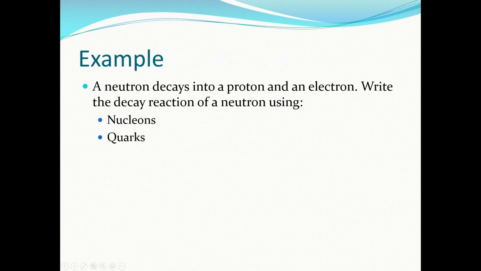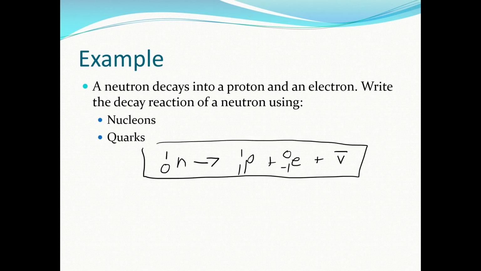Okay, let's do another example. A neutron decays into a proton and an electron. Write the decay reaction using nucleons, and we're also going to write it using quarks. So we have a neutron, which has a mass of 1 and a charge of 0, decays into a proton, mass of 1, charge of 1, and an electron, which has a mass of 0 and a charge of -1, right? Everything works out. But because this is beta negative, we have to know that this also creates a neutrino as well. So this would be the proper nucleon way of writing this out.